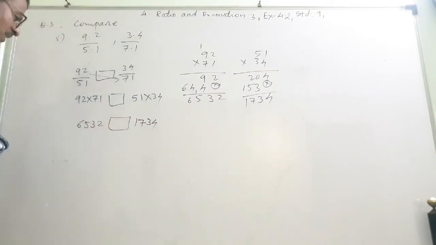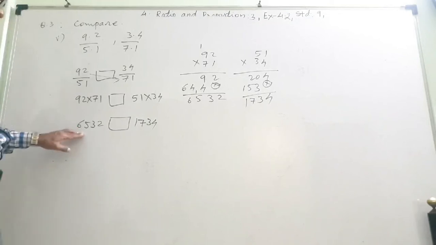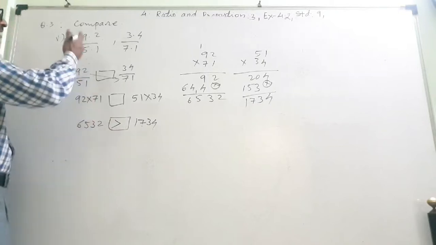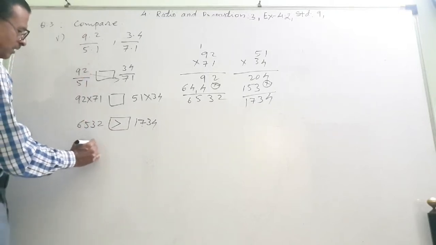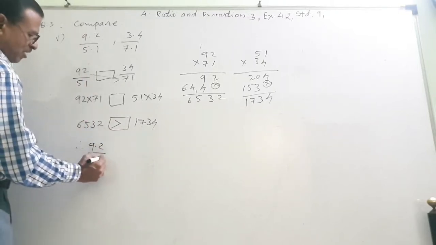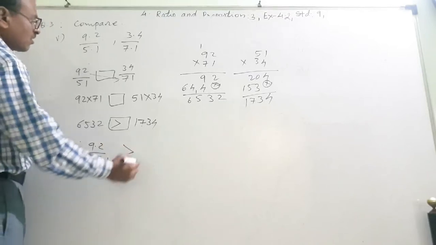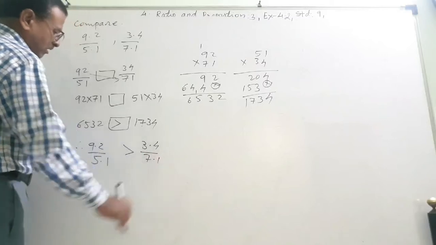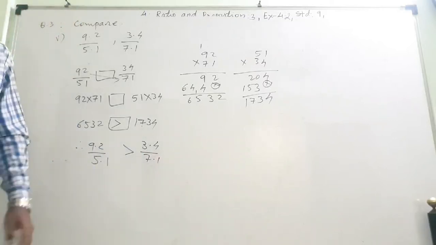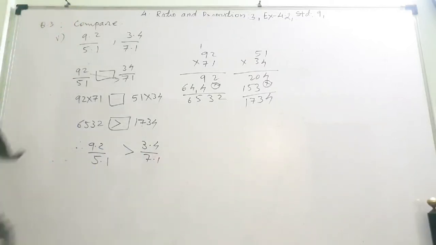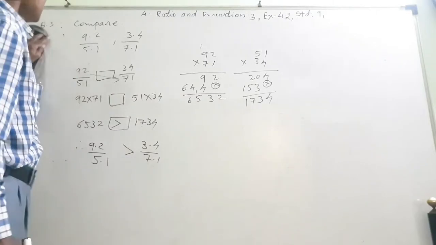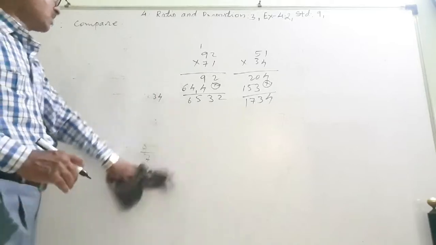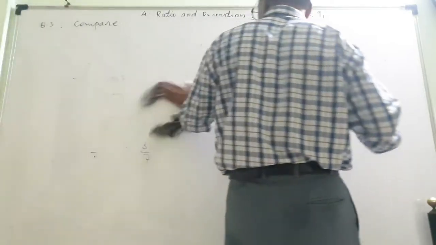Now see which is greater. This is 6500. This is 1700. So this is greater. And the last step I will write. Therefore 9.2 upon 5.1 is greater than 3.4 upon 7.1. This way you will solve it. Nothing else. Don't learn the different ways. Learn the simple and the best way.